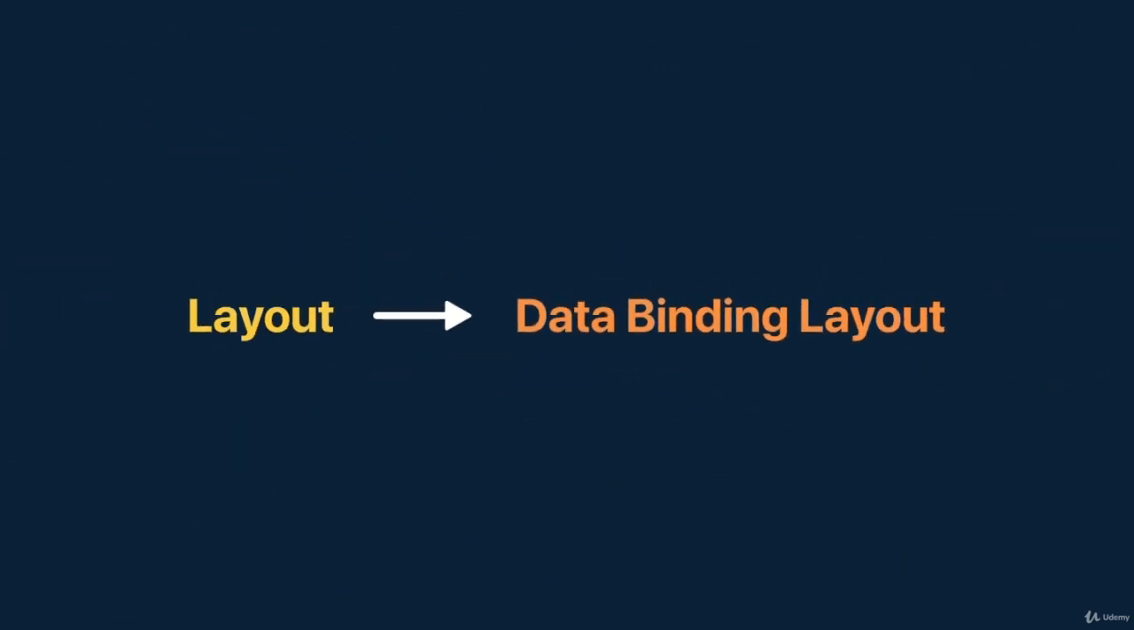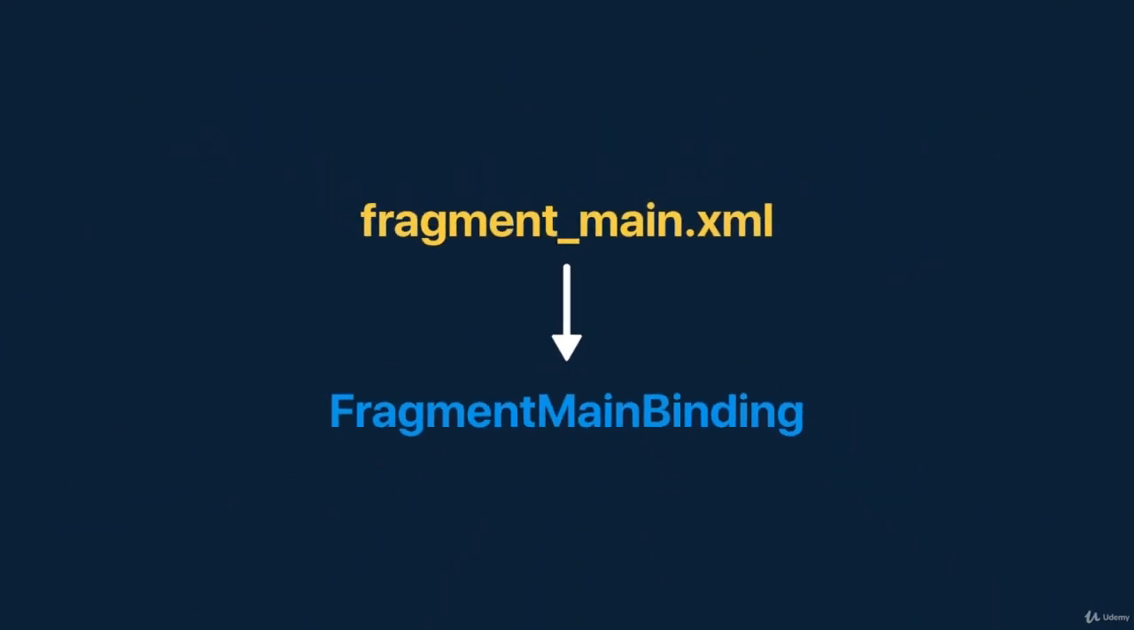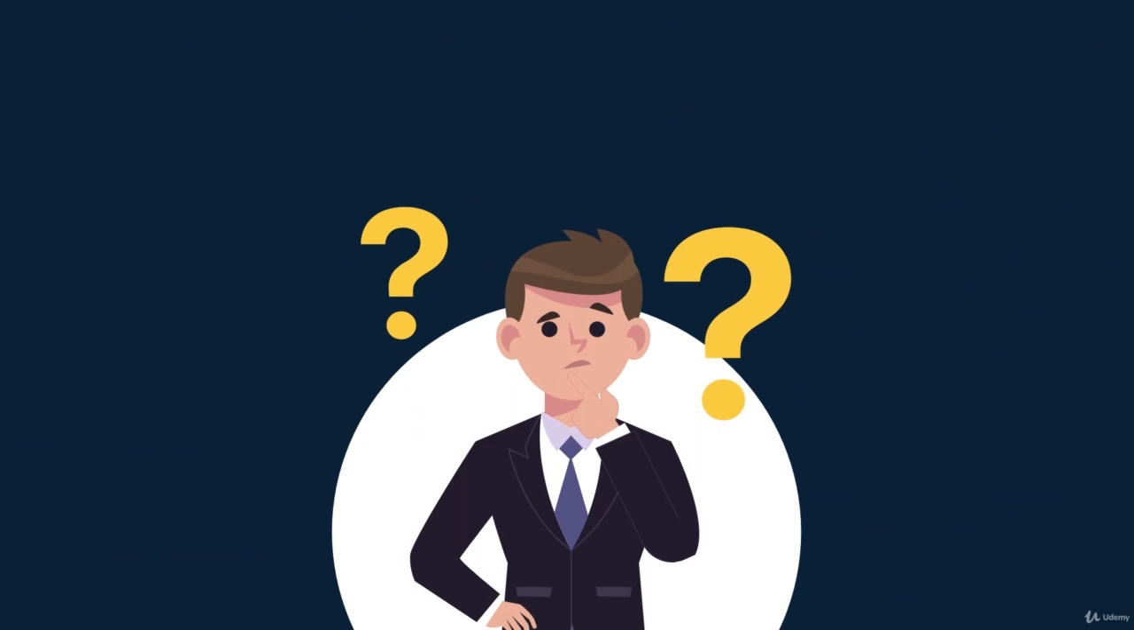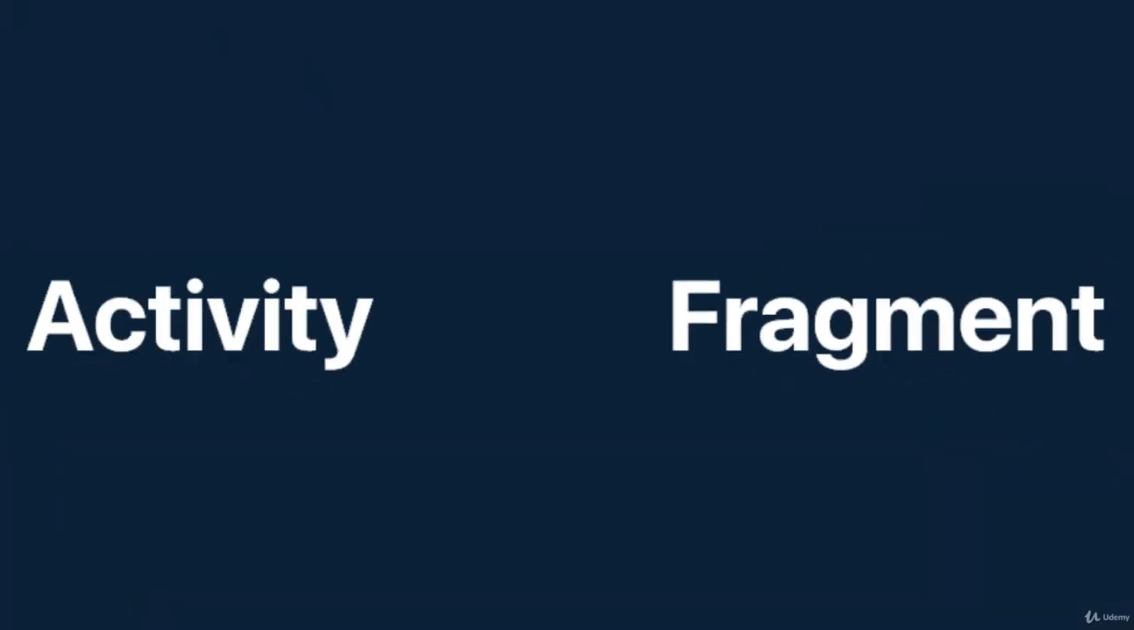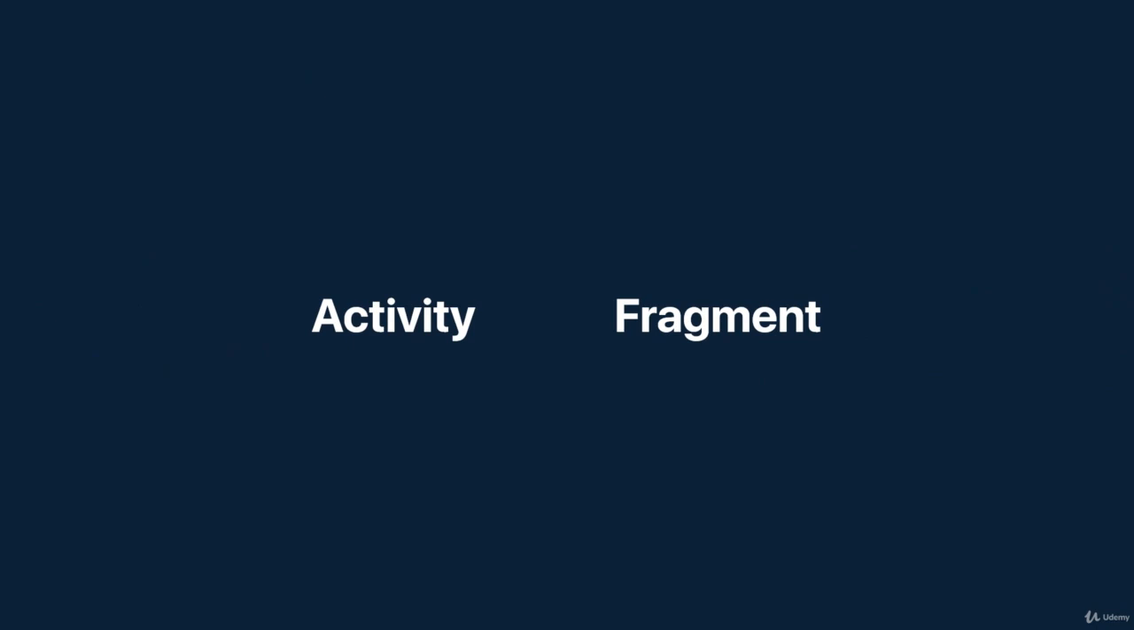So when we convert our layout to a data binding layout, a new class will be generated behind the scenes. So for example, if our layout file was named fragment main XML, then that new generated class will be named FragmentMainBinding. So a class with a binding suffix, and that new class can be used to bind the actual data from our UI with the actual variable. And if you are wondering how can we bind that data binding variable with the actual data, well, easily we can do that from our activities or fragments.